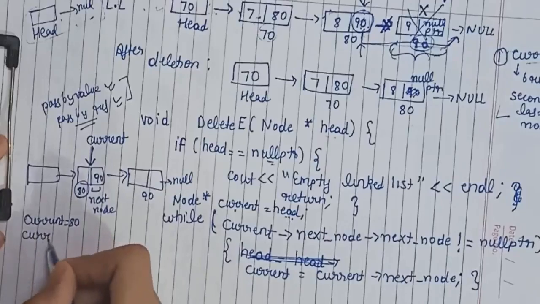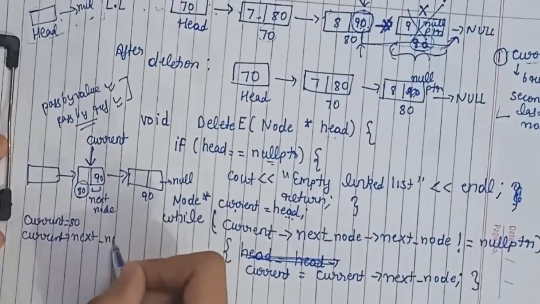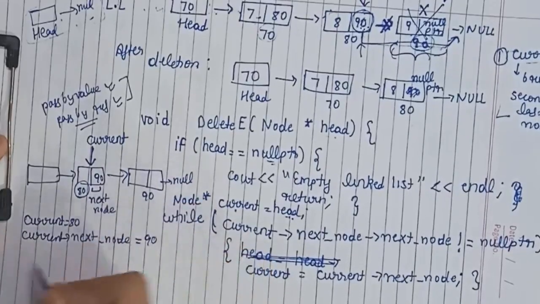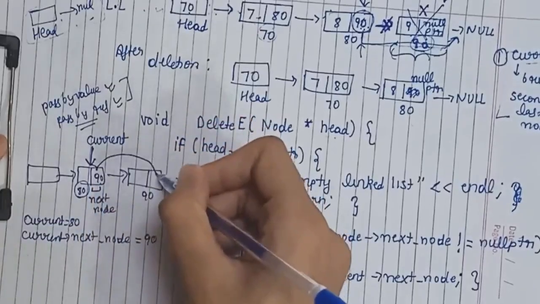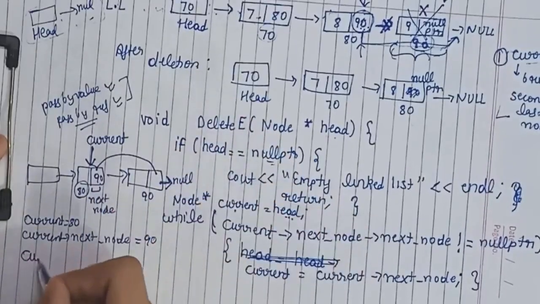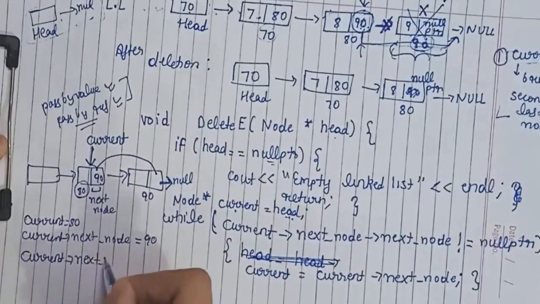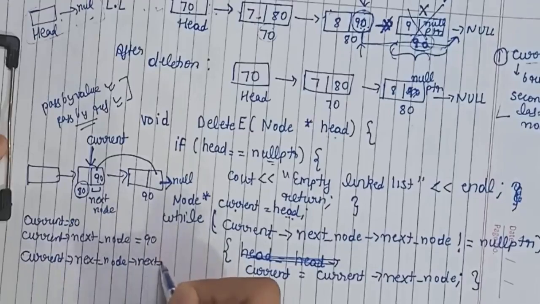And if I talk about current's next node, then you can note that this is 90 here. If I talk about current's next node's next node, then you can note that this is pointing to the null pointer. Current's next node's next node is equal to null pointer.